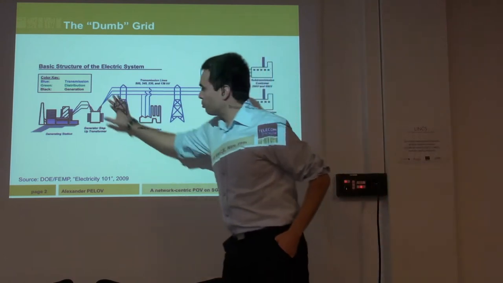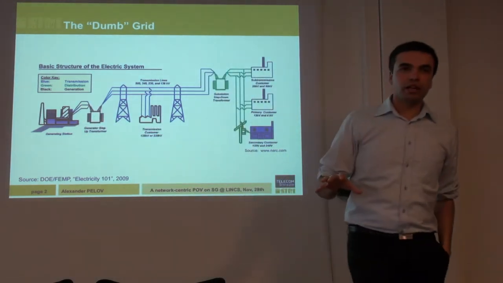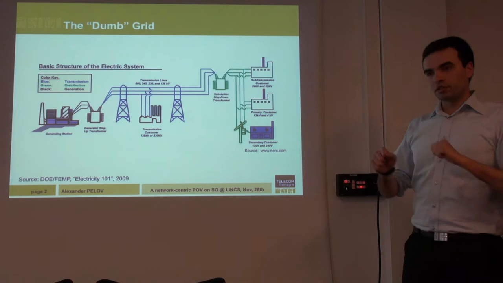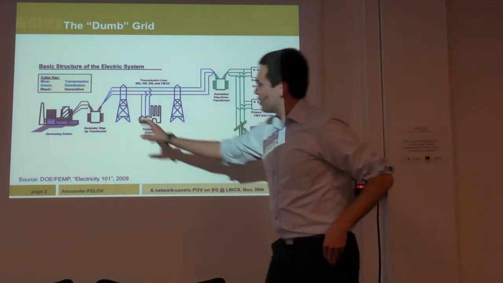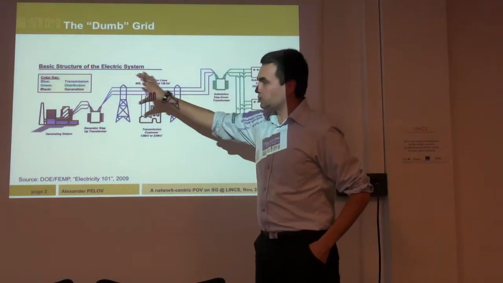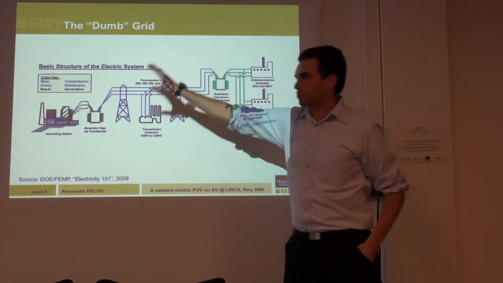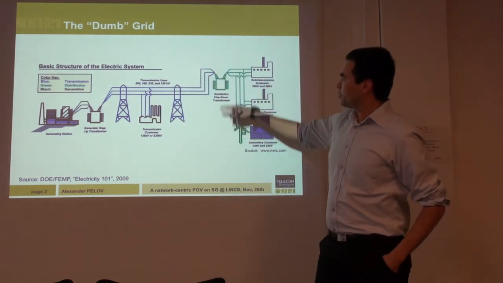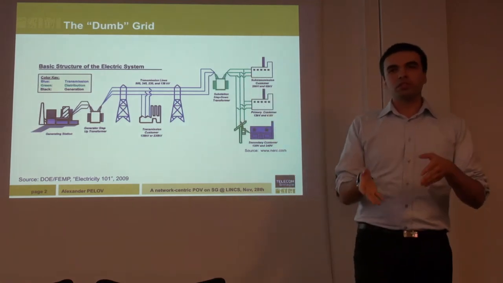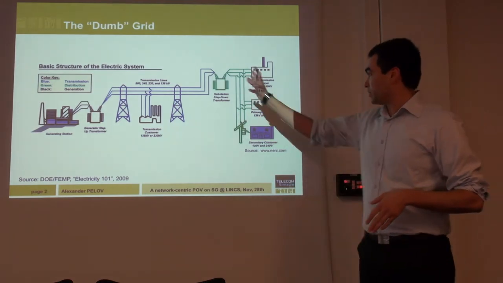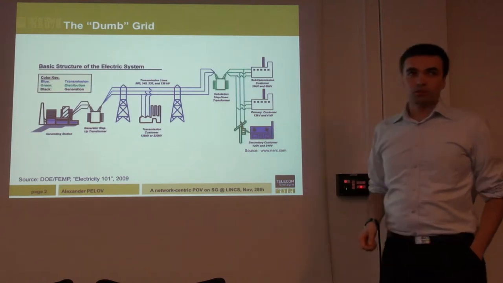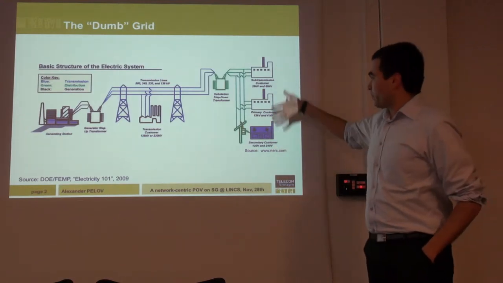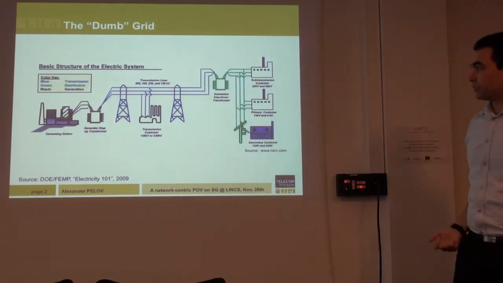You have the generation part, so you have some power plants that are very centralized, that generate a lot of power. And then the power is pushed through the transmission lines, through the transmission system, over very high voltage lines to the distribution system, where it is medium voltage or low voltage, and it is then fed to the customers, which are the final destination of this power.